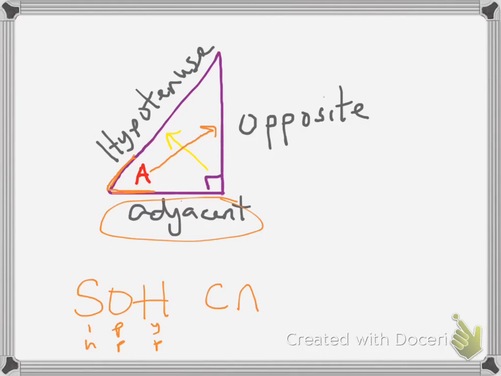The CAH part, that's cosine. That's the cosine function, and this is the adjacent side divided by the hypotenuse. So I take that adjacent side and put it in a fraction over the value of the hypotenuse. And the TOA part is for the tangent function, which we abbreviate TAN, and that's going to be opposite over adjacent. Those are the ratios that you need to know if you want to solve for a missing side.